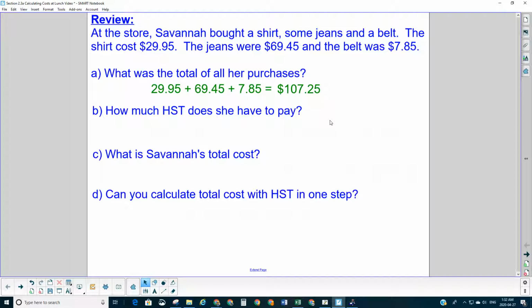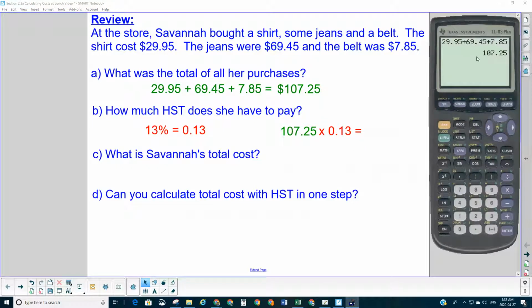$107.25. All right, good. Now we have to remember that when we buy stuff like this, we have to pay HST. So let's remember how to calculate HST. HST is 13%. So if we're going to figure out how much HST we're going to take, we're going to have to take this total cost and multiply it by 13%, or 0.13. So we'll go back to our calculator. That number's on my screen. So if I push times, it'll take the answer from before, times 0.13, and I get 13.9425.